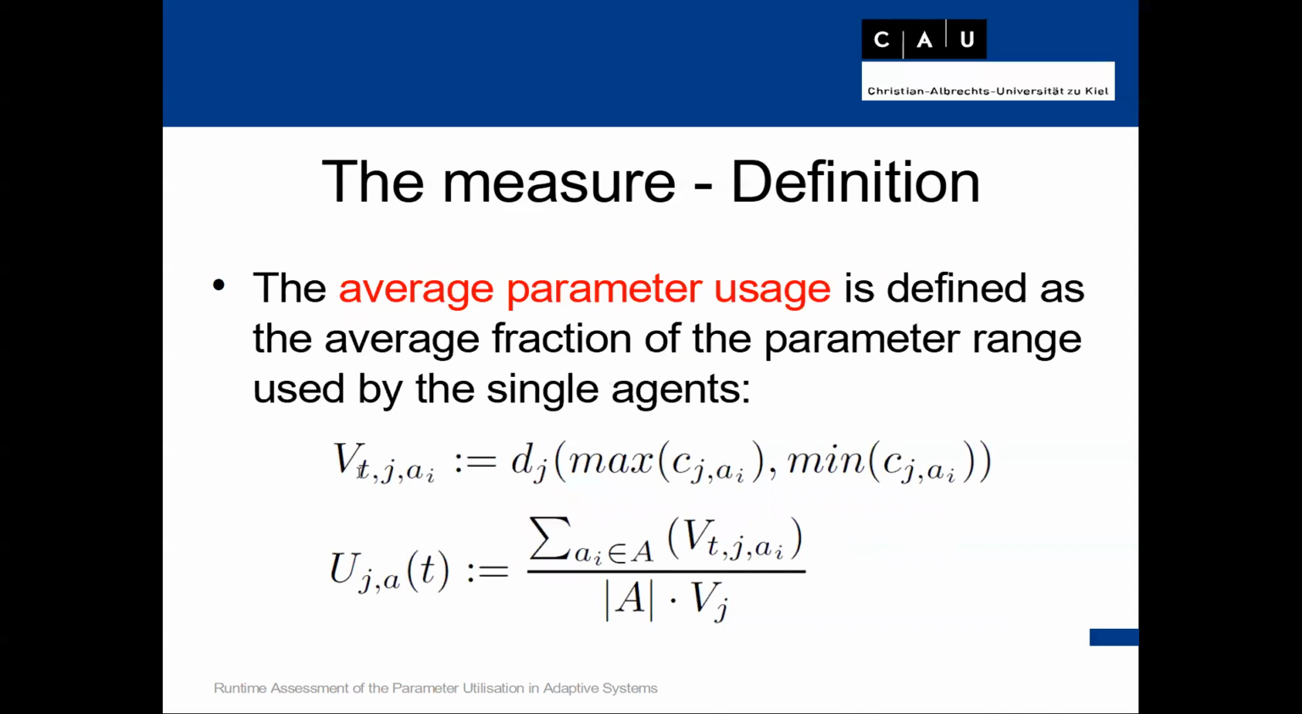Then we have a second measure defined, which we call the average parameter usage. It's quite the same, but we look at each agent on its own and take the range that a single agent takes in the current time frame. And for all the ranges that the values take for each agent, we calculate the average and then divide it again by the possible value range.